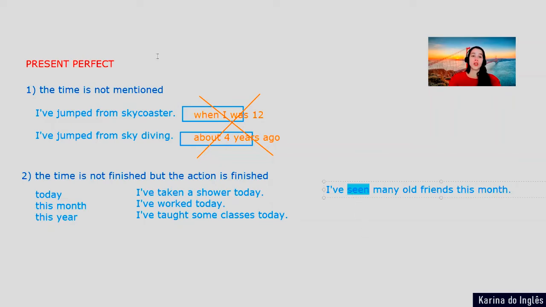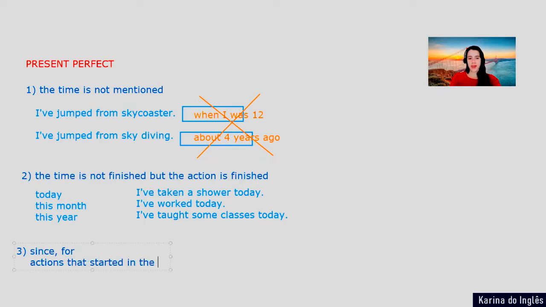Okay, good. How about the third usage of present perfect? The third usage of present perfect is when we use the word since or for. So we use it for actions that started in the past and continue up to now. Continue happening up to now. And we express this using the words since and for.